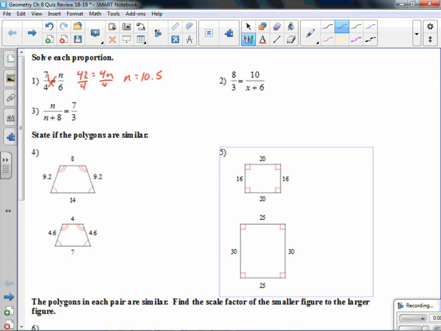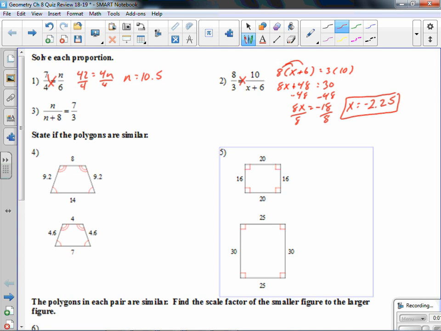Next one, another proportion, just a little more complicated version. So we're still going to cross multiply. So we're going to have 8 times x plus 6. It's going to equal 3 times 10. So distribute the 8. 8x plus 48 is going to equal 30. Subtract the 48 from both sides, because 8x equals negative 18, and divide by the 8. And our x is going to equal negative 2.25.